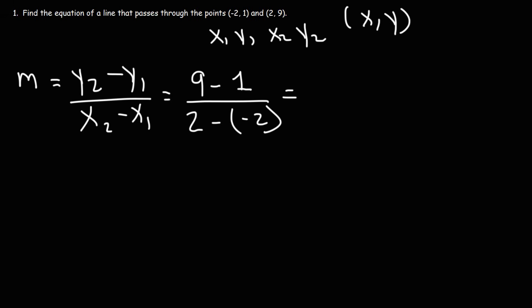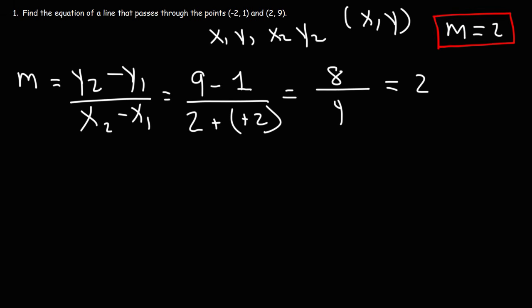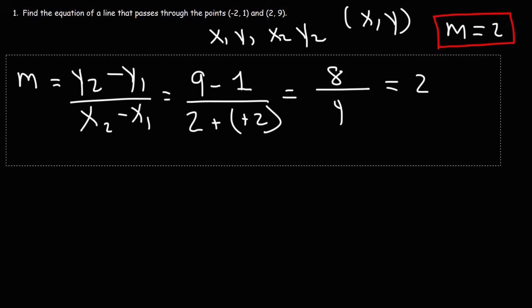So we have 9 minus 1, which is 8, and then 2 minus negative 2. Whenever you have two negative signs next to each other, a negative times a negative is a positive, so you can replace it with a positive sign. So this is 2 plus 2, which is 4, and 8 divided by 4 is 2. So now we have the slope of the line that passes through those 2 points, and m is equal to 2.